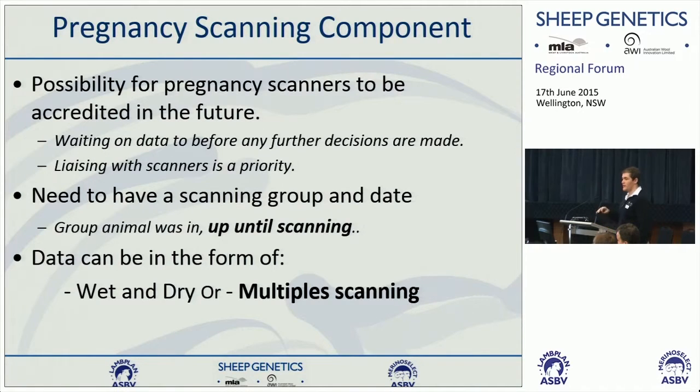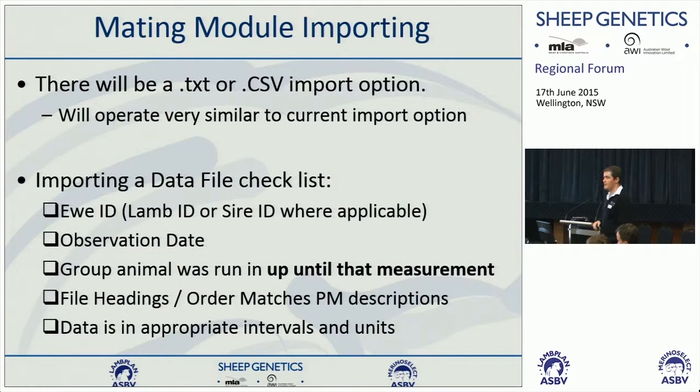So it's quite key that if you are sending scanning information in, you do put a scanner name, just an initial. So if it was John Smith, just J Smith should be fine. And we really need that scanning group date. So if you were scanning on the Monday and it took a few days, then you need to be telling us over which days that group was put in. So you can do wet and dry, but we really need multiples to be using it.